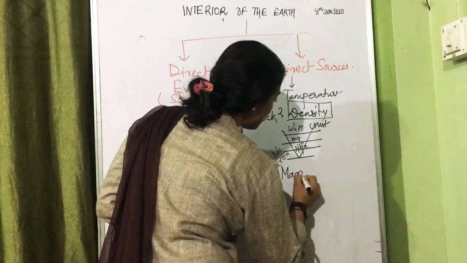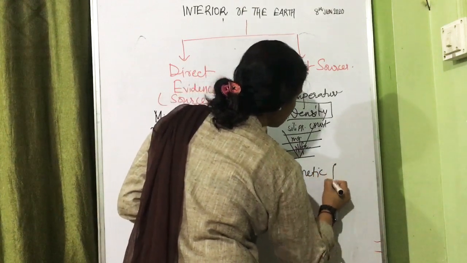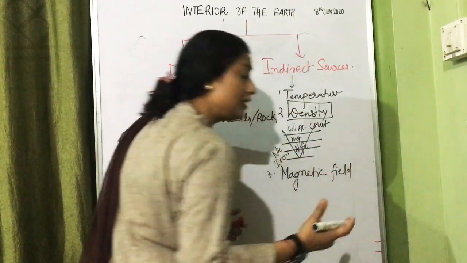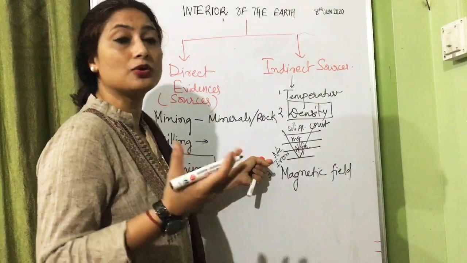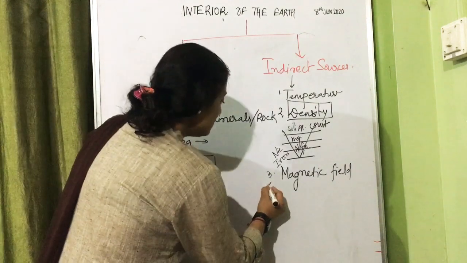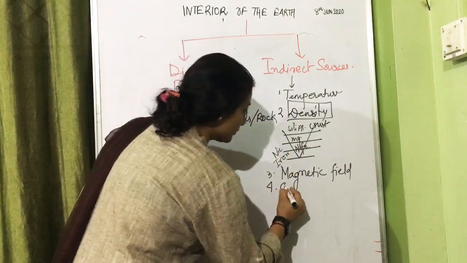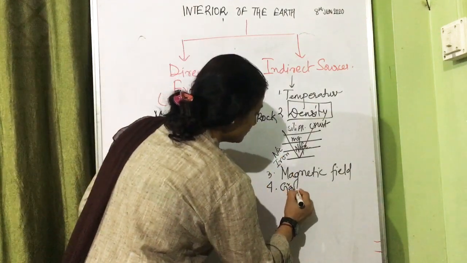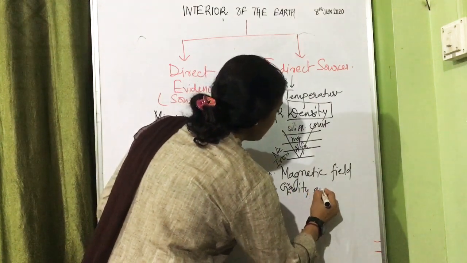Then comes the study of the magnetic field. We all know the earth has a magnetic field. Definitely it will have a magnetic field because the core of the earth is made up of iron. Then we have gravity anomaly.